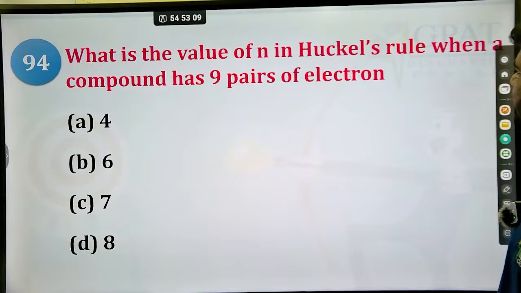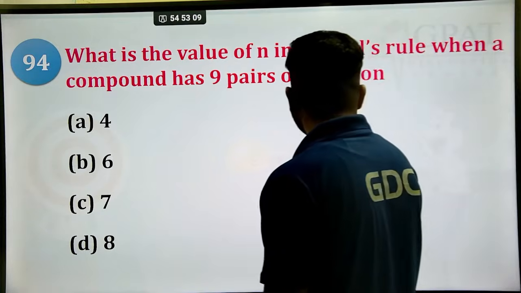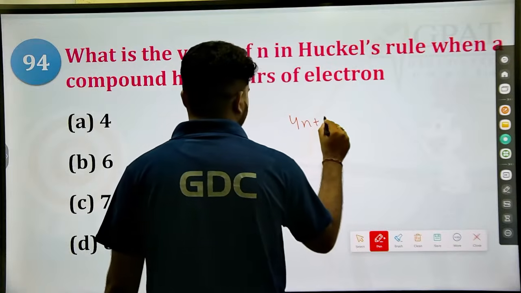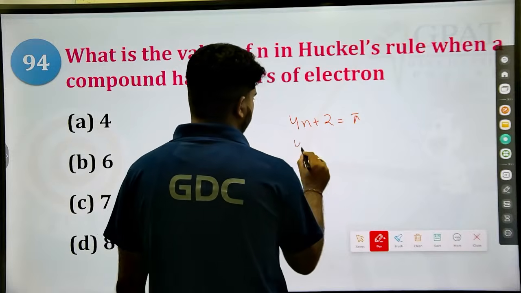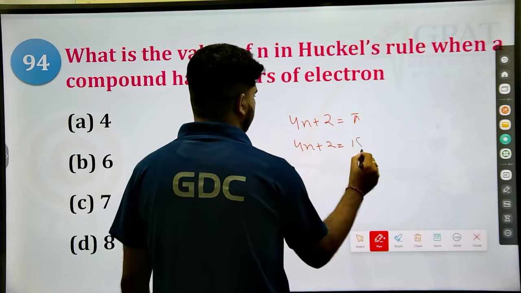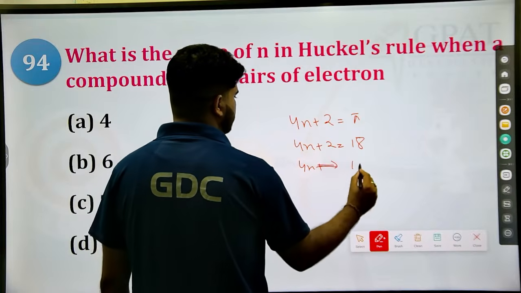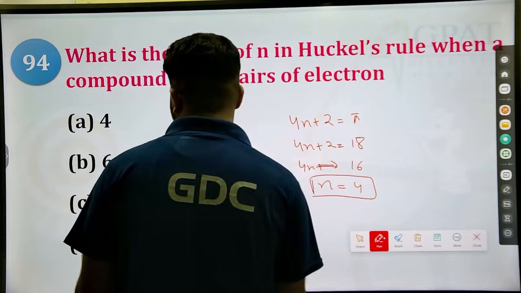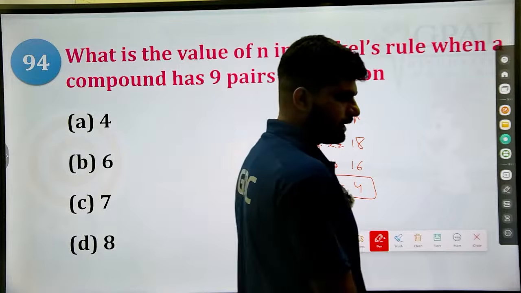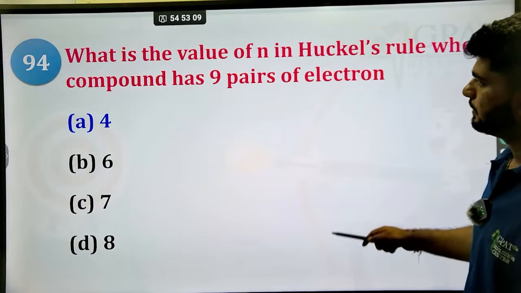Now, what is the value of n in Huckel's rule when the compound has 9 pairs of electrons? Huckel's rule follows 4n plus 2 equal to pi electrons. So pi electrons are 18. So 4n plus 2 equals 18, therefore 4n is 16, and n is equal to 4. So 4 would be your correct answer, 4n plus 2 for aromaticity.